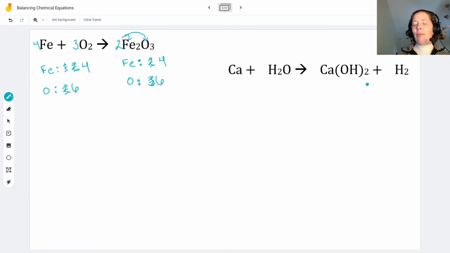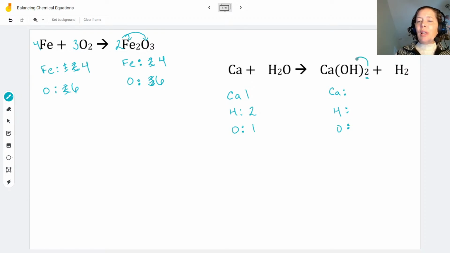Okay, let's do our reaction here on the right. Again, I am listing out my atoms. I've got calcium, I've got hydrogen, and I've got oxygen. So I have 1 calcium atom, 2 hydrogen atoms, and 1 oxygen atom. And then on the product side, calcium, hydrogen, and oxygen. I need to be careful with hydrogen here because it's in 2 places. So this 2 here is going to multiply to what's inside the parentheses only. It does not multiply to the calcium. It just multiplies to the oxygen and the hydrogen.